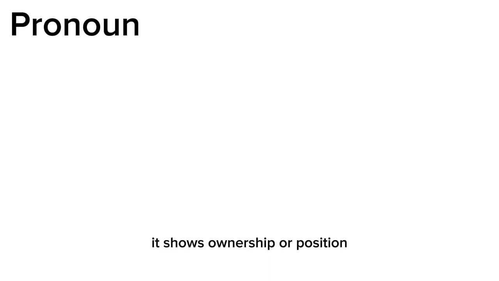It shows ownership or possession. For example, mine, yours, his, hers, its, ours, theirs. These emphasize that the action of the verb is performed by the same person or thing that is the subject of the sentence. For example, myself, yourself, himself, herself, itself, ourselves, yourselves, themselves.